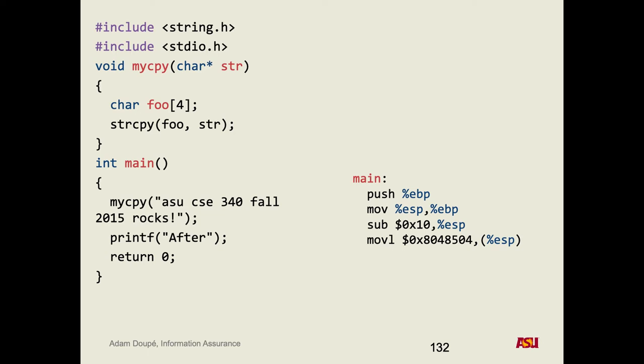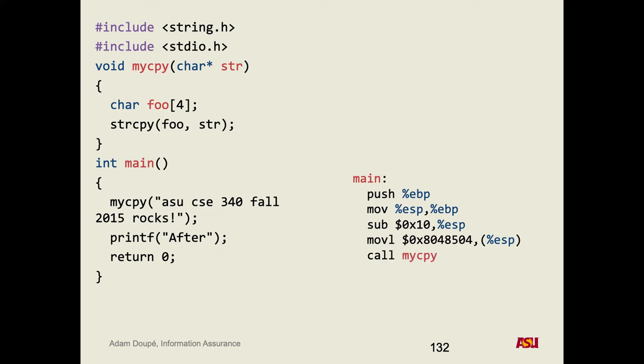Address of the function? No, not quite. I mean, I guess it theoretically could be, but it's not. Is it the parameter that they want to send to the function? Yeah, what's the parameter? In this case, it's 08048504. Yeah, but what is that? The address of the string? Yes, it's the address of the string.